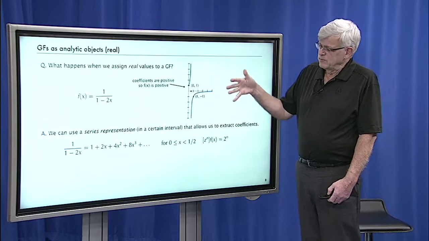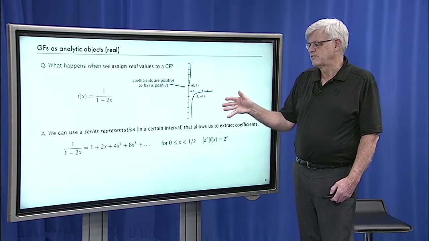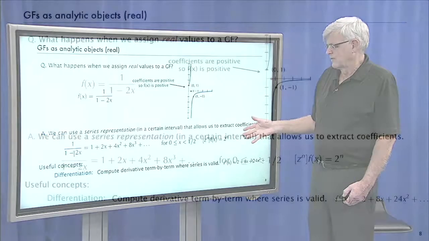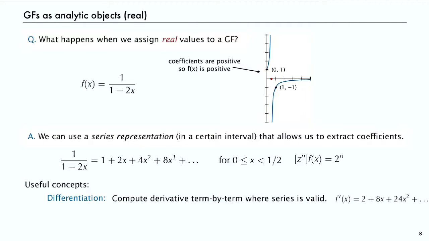Now, there are other things that we can do analytically with these types of series. So, for example, we can differentiate term by term where the series is valid. And that's an analytic manipulation that also corresponds to formal manipulations on the generating function. And then we have the idea of a singularity. There's a point where that series is no longer valid, in this case, when x equals 1/2. So we have to recognize these points and not try to do analysis on the series at points where the series is not valid.